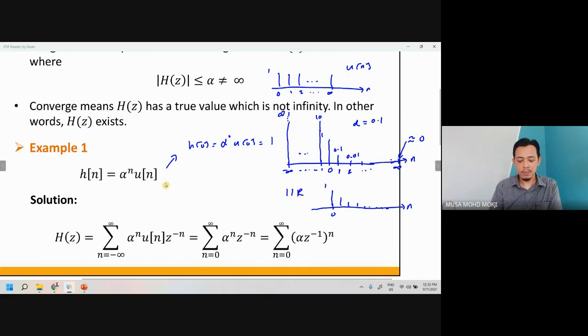Why infinite impulse response? Because this is the impulse response, so we just need to know what is the length. The length is infinite, so we call it infinite impulse response. Okay, so this is one example.